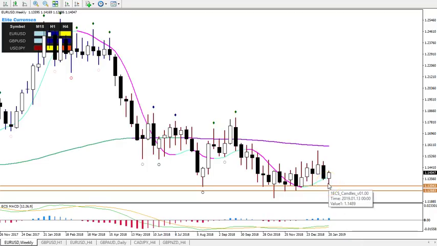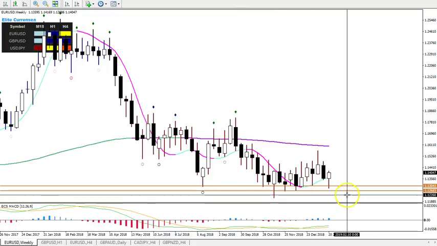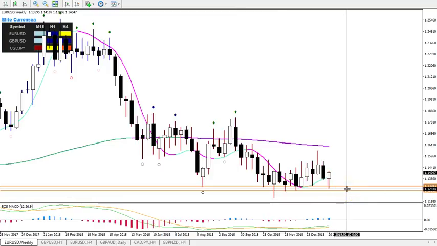So this is the euro dollar weekly chart, and we had a reversal bullish pin bar candlestick pattern on the weekly chart last week. You can see the wick at the bottom, close near the high, indicating that the bulls are in control, and price ultimately bouncing off a support level of 112.80.